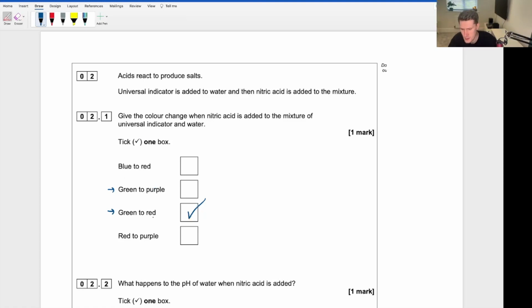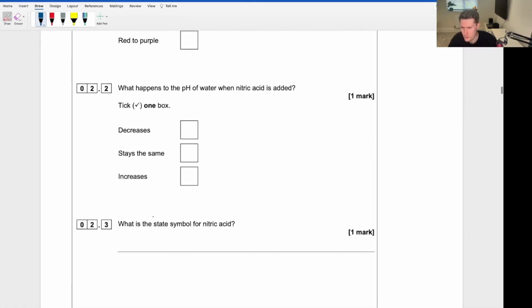Okay. Number 2.2 and 2.3 for now. So we've got what happens to the pH of water when nitric acid is added. So if you think of the pH scale, we have 1 to 14. Right at the very top, we have your alkalis.